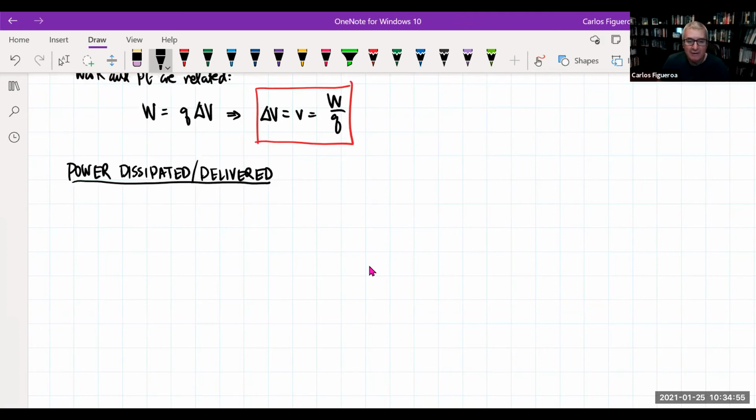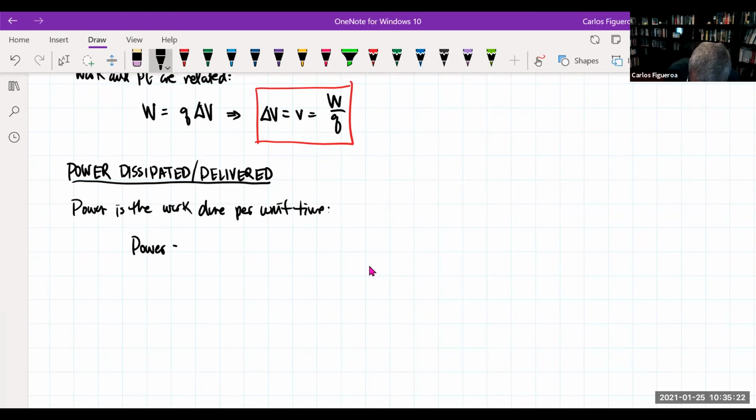So the other parameter that we said is important is power. A power function is actually the current times the voltage. So power is the work done per unit time. In other words, when I look at our definition of power, it's actually work per time.